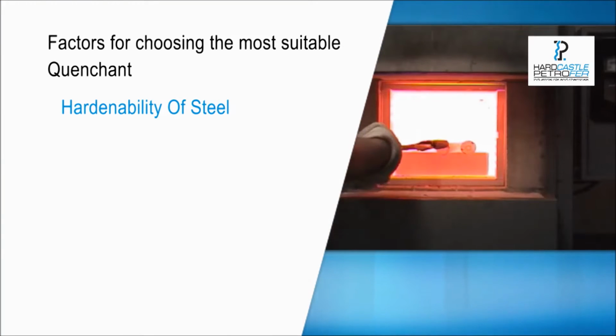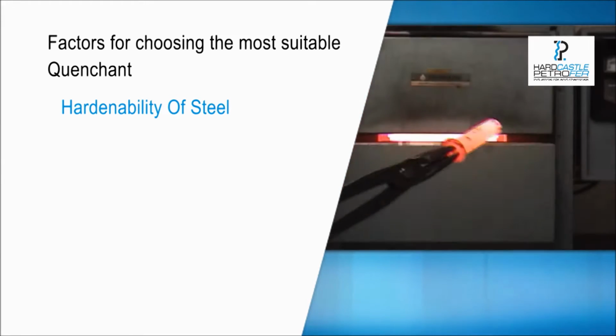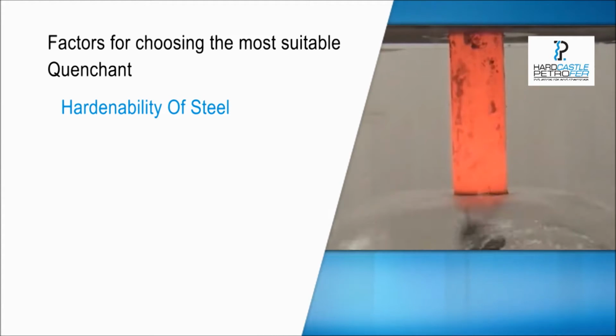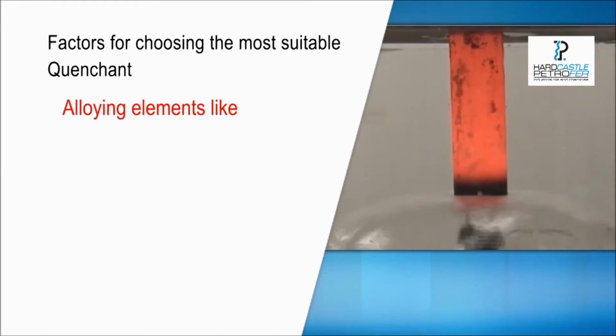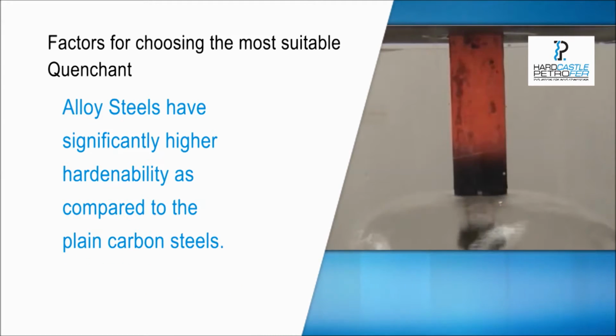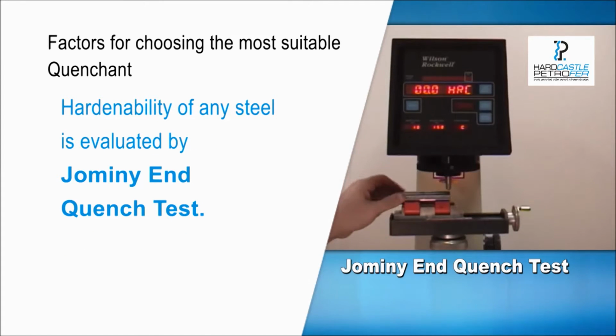Hardenability of steel. Hardenability refers to the capacity of hardening or hardening depth in a steel rather than the maximum attainable hardness value. Alloying elements like manganese, chrome, nickel, molybdenum, vanadium increase hardenability. Alloy steels have significantly higher hardenability as compared to the plain carbon steels. Hardenability of any steel is evaluated by Jominy end quench test.